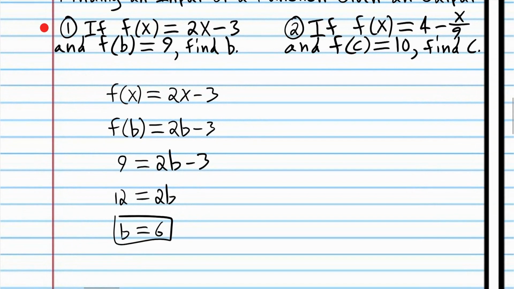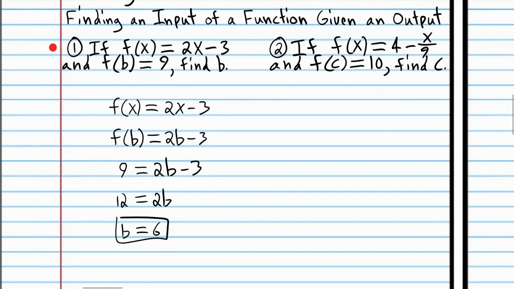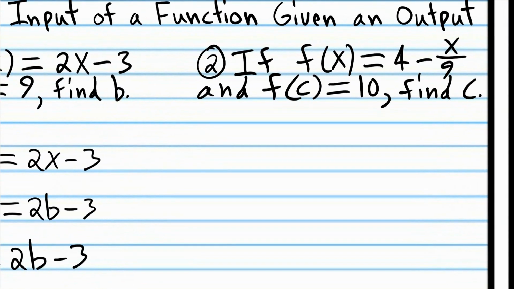So the math is very easy on that particular problem. Again, it's the function notation that creates a lot of anxiety in students. So let's try another problem. Let's read it first. If f of x is equal to 4 minus x over 9 and f of c is equal to 10, find c.